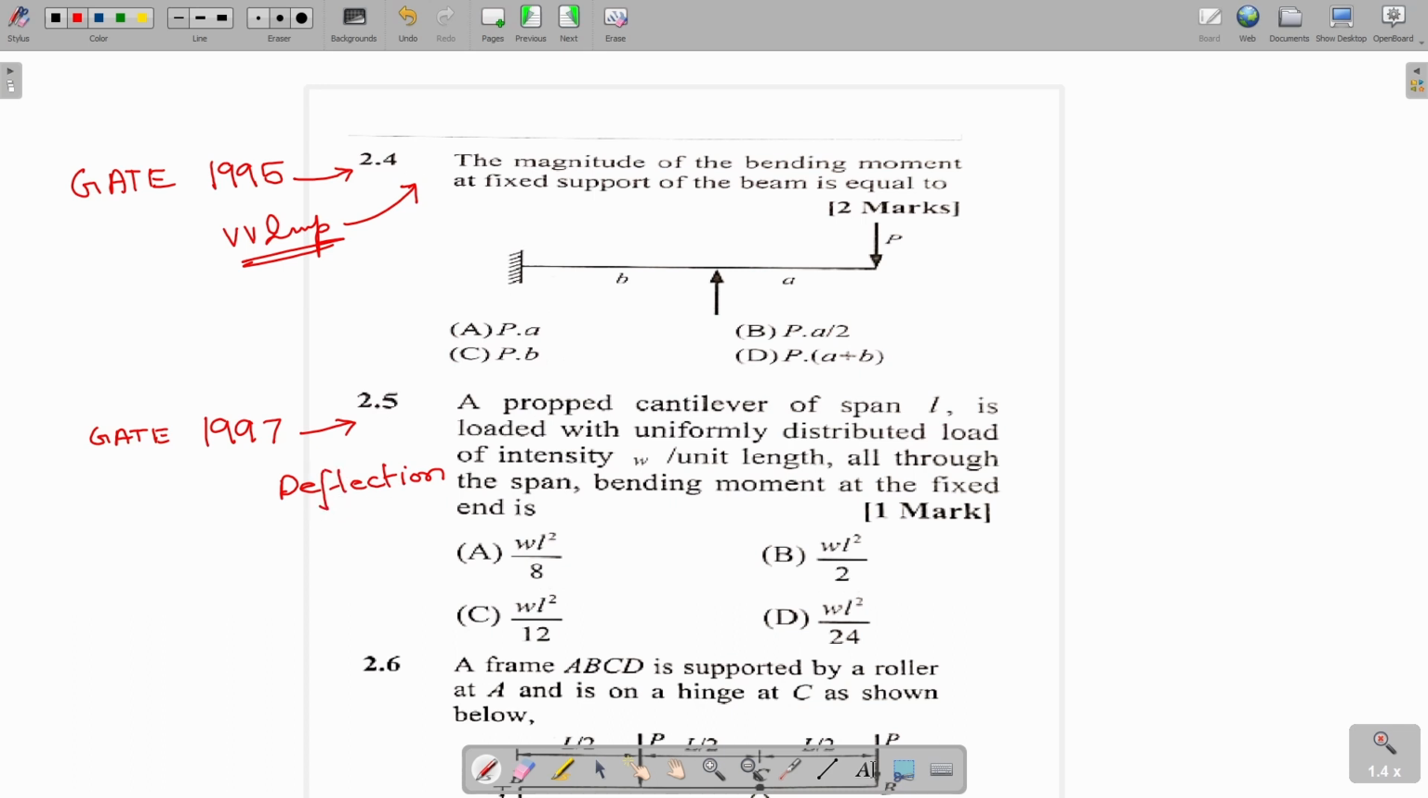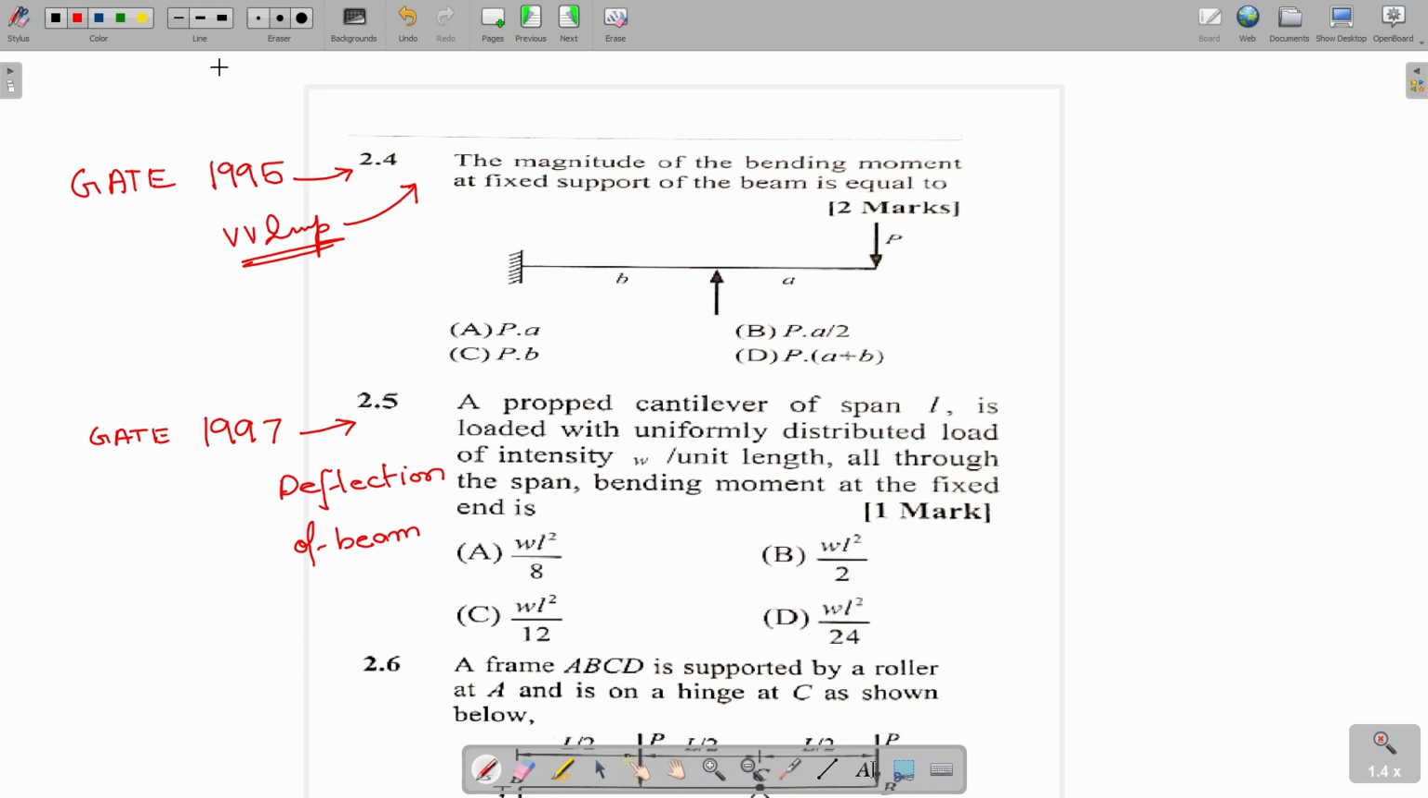Deflection of beam. But no problem, I'm going to explain it here. A prop cantilever of span L is loaded with uniformly distributed load of intensity W per unit length all throughout the span. The bending moment at the fixed end is? We need to find the bending moment at the fixed end. Now, in this case, we are going to apply the same method as we have applied before, that is, method 1. Same application method of superposition and so on.